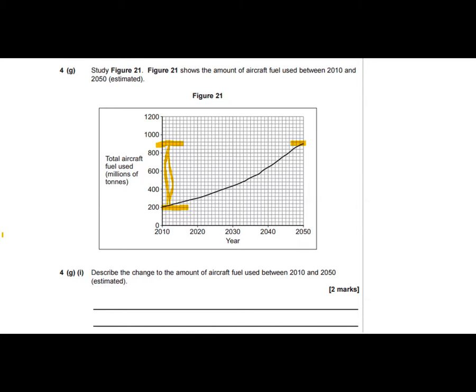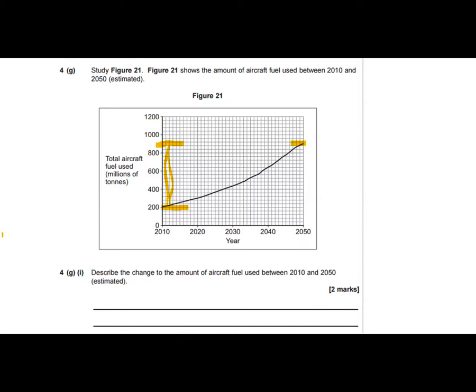This is a 2-mark question. You need to make 2 points about what happens on the graph. You don't need to explain why. You just need to say this is the general trend. Manipulate the data as well. If there's anything else about how the trend changes on the graph, feel free to use that as well.